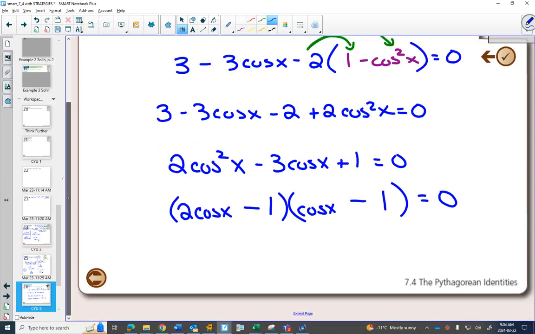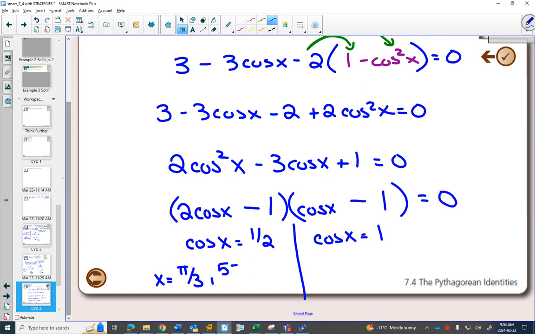So now that it's factored, I can split it up. I know that this side would be cos x is equal to 1/2, and this side cos x is equal to 1. So I go to my unit circle and say, is a half on my unit circle? Yes. That is my pi over 3 family. So it's going to be in quadrant 1 and quadrant 4. Yes. And cos x equals 1. That happens at 0 and at 2 pi.